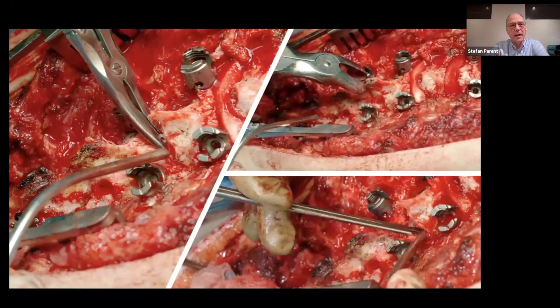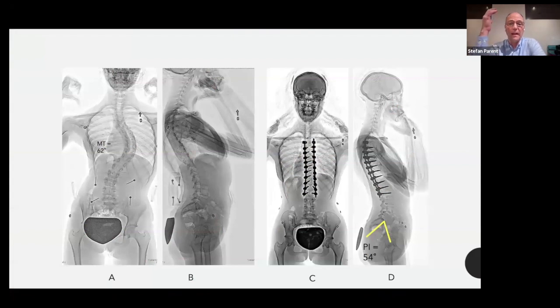So nowadays I do this with a high-speed, very rapidly oscillating saw that you can use to do your cut, but you can also do this with a rongeur or a Kerrison. And then all the way out to your foramen. You want to be able to get all the way out there, and also remove your yellow ligament. So if you do this, you can get fairly good correction in the sagittal plane and the coronal plane.